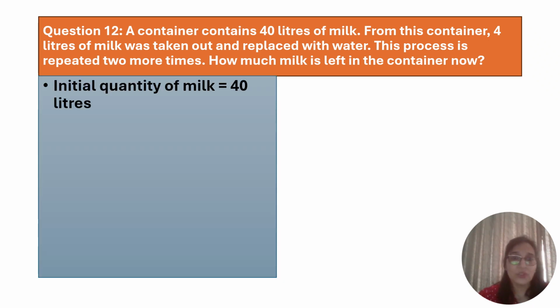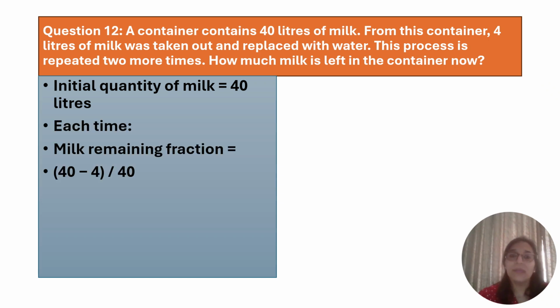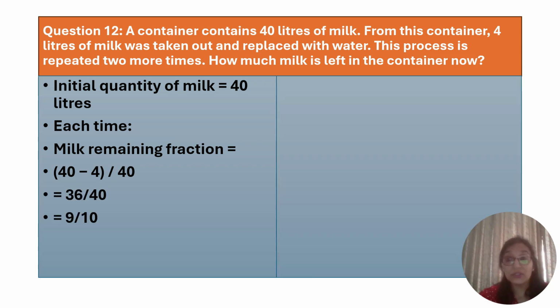Now, what is the initial quantity of milk here? 40 liters. Each time, if you see, what will the milk remaining fraction be? Because from this container, 4 liters of milk was taken out. That means 40 minus 4 divided by the quantity of milk, that is 40. When you simplify it, you will get 9 upon 10.